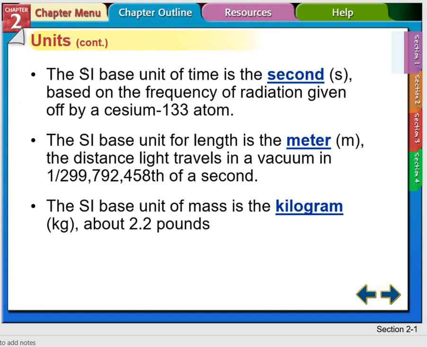We just talked about this. Second is based on the frequency of radiation given off by cesium atoms, and the meter is this fraction of a second, how fast light will travel in a vacuum. That fraction of a second.